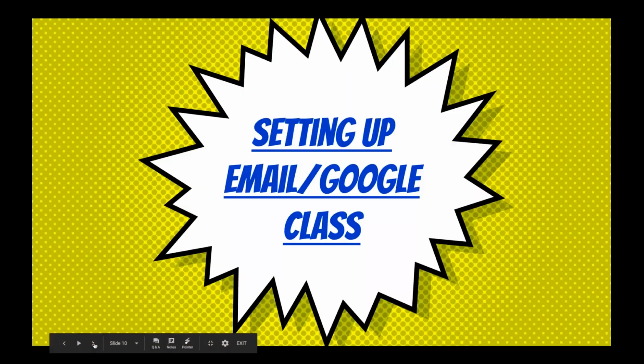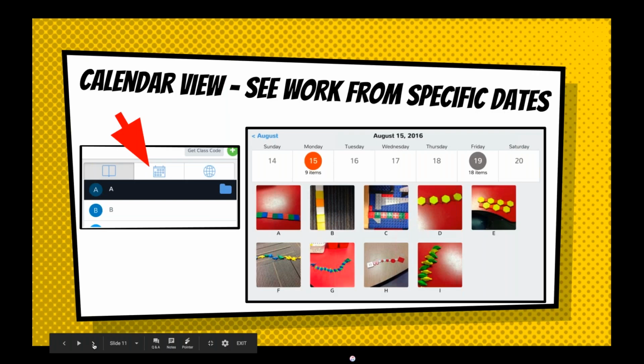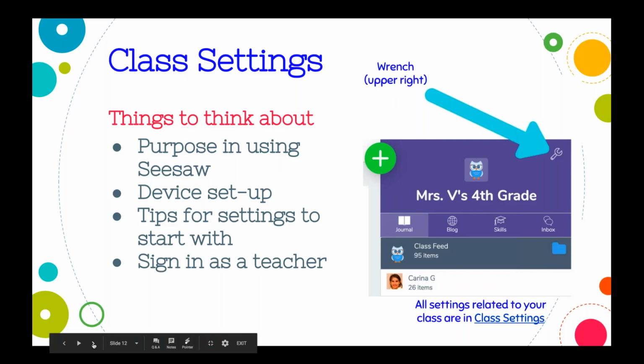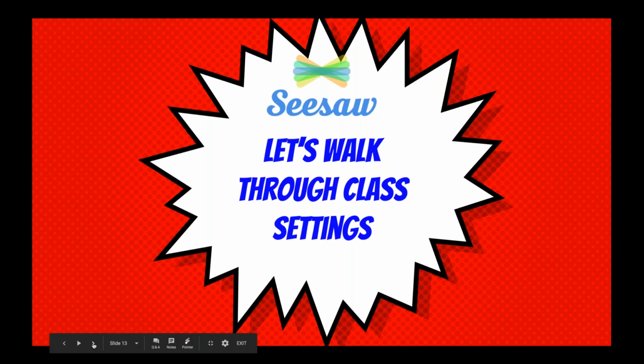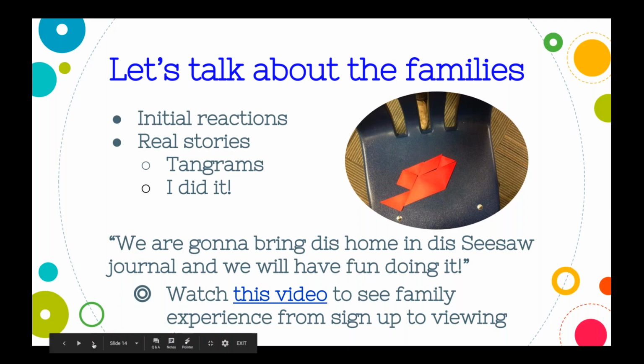We have talked about setting up the QR class and an email Google sign-in class. Calendar view, I'll talk about that in just a moment. We talked about class settings. So again, I really encourage you to think about your purpose as you go through those class settings. If you want it to be a really collaborative space, things like that. So think about that. So we walk through class settings.